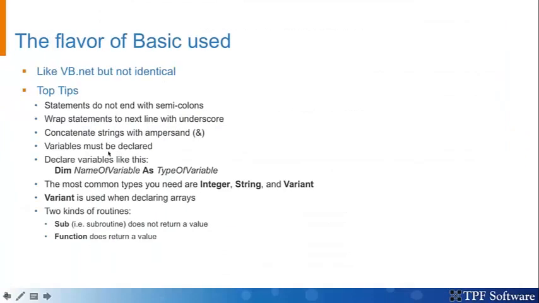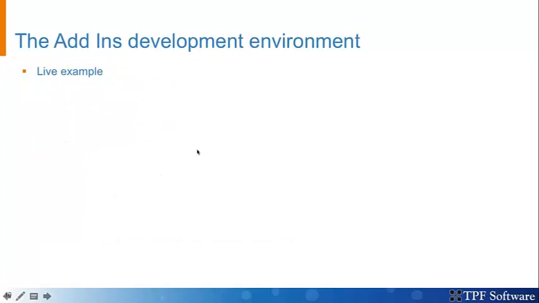Just some tips about the BASIC language. The statements don't end with semicolons. That can be odd. You wrap statements to the next line with an underscore. You can concatenate strings using ampersand. Variables have to be declared, and here's how you declare them, and so forth. And this is written in that help document also. We'll get a little more sense of how to write the script as we go on in these examples.